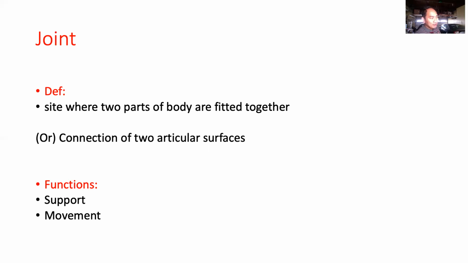But in medical terms, because we are going to join the different parts of the human body, usually the part of the body surface is called a joint surface, in other words, articular surface. So the medical term for the joint would be connection of two articular surfaces.